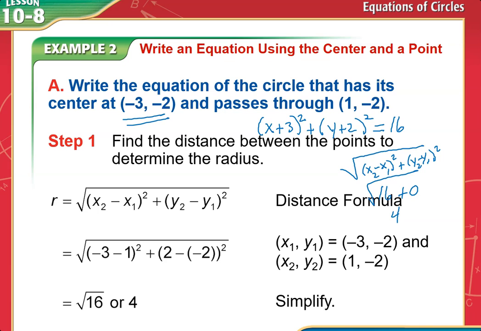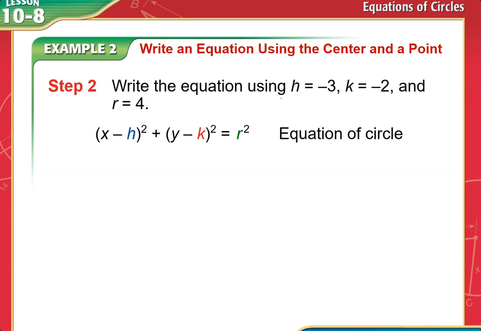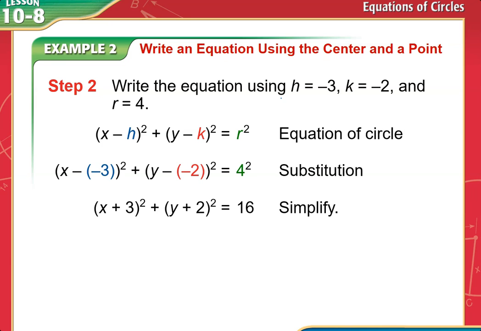Now we're going to write the equation using the h negative 3, the k negative 2, and the r value of 4. And we did that from the beginning. And then we clean up, use substitution, and final answer, x plus 3 squared plus y plus 2 squared equals 16.